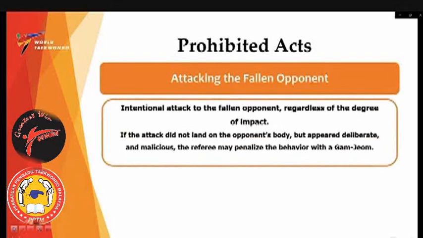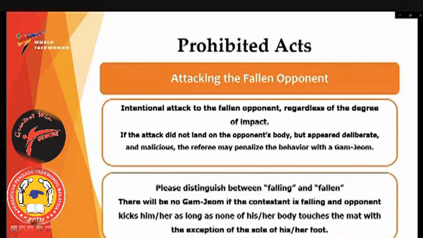Attacking the fallen opponent. Intentional attack to the fallen opponent, regardless of the degree of the impact. What we're looking for here is a fallen opponent. What that means is any part other than the foot has touched the ground. So maybe knee, hand, elbow has touched the ground. This is considered a fallen opponent.